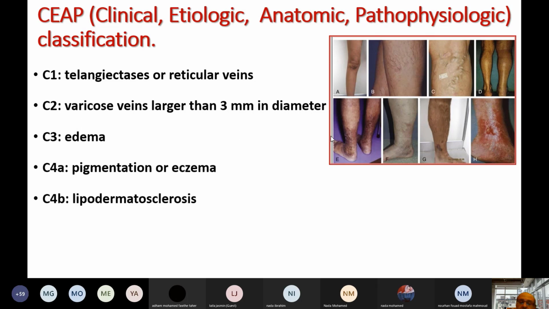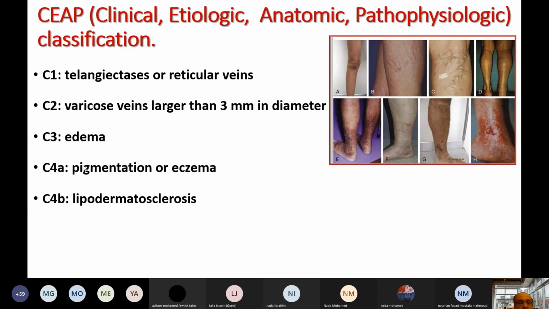some pigmentation, this is C4a, and lipodermatosclerosis. What is meant by lipodermatosclerosis? There is hardening of the skin and subcutaneous fat. It is called C4b. So C1 and C2 are dilated veins. Starting from C3, this is about complications or other clinical problems that the patient may suffer from, other than the morphological or cosmetic part.